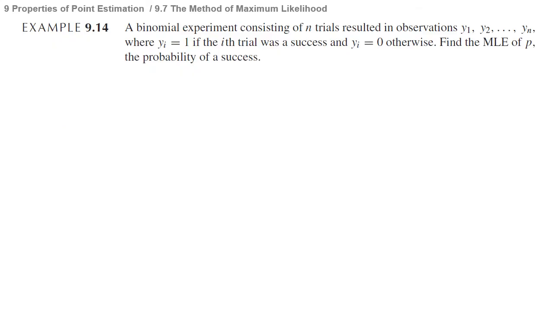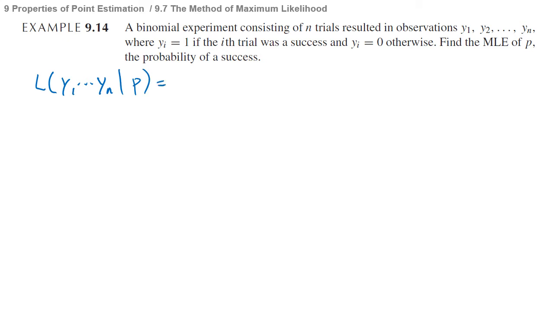Okay, let's move on to example 9.14. A binomial experiment consisting of n trials resulted in observations y1 to yn, where yi equals 1 if the ith trial was a success and yi equals 0 otherwise. Find the MLE, maximum likelihood estimator, of p, the probability of a success. From this problem, what would be the likelihood? The likelihood of the data y1 to yn as a function of p can be defined.